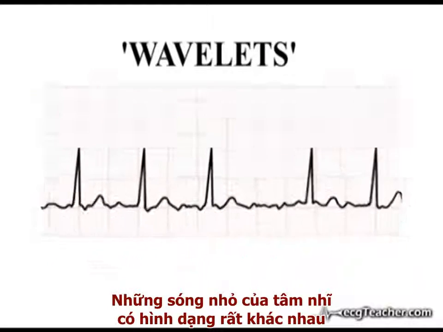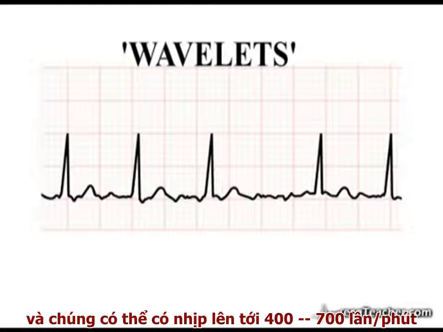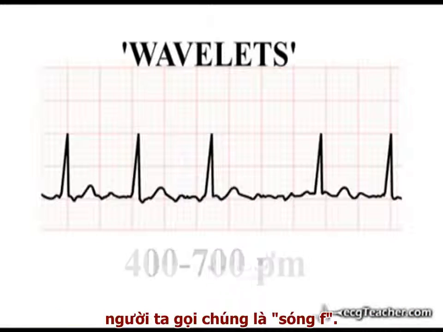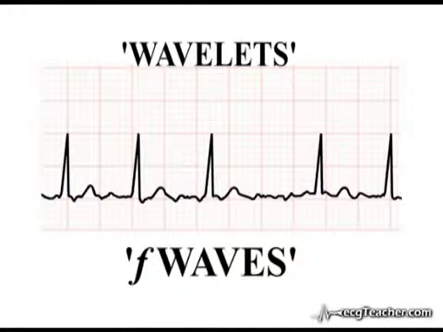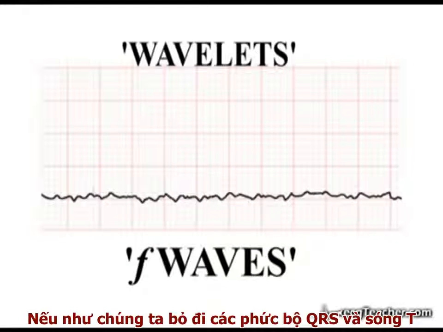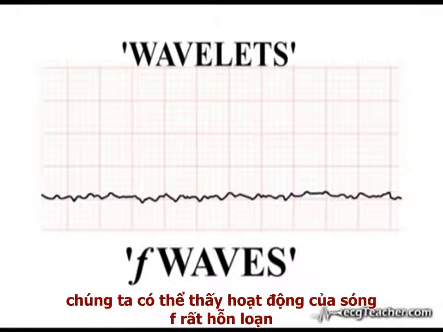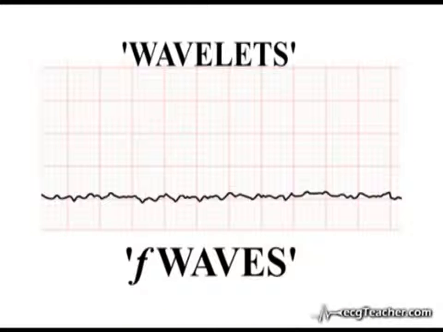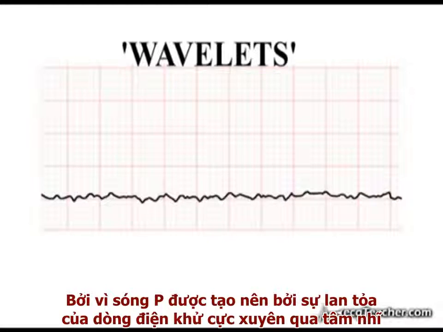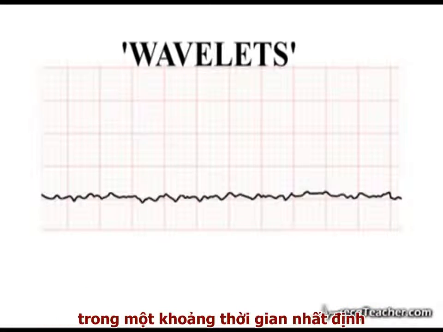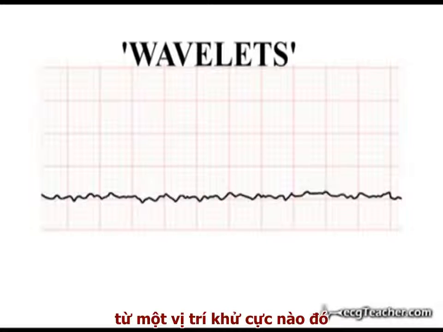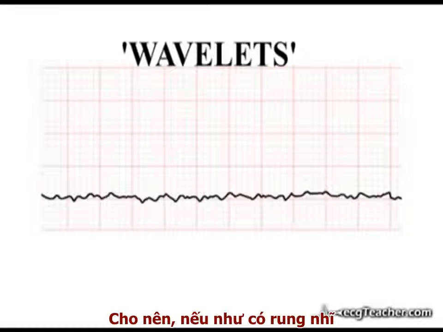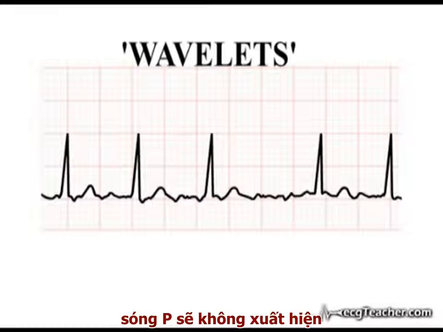Atrial wavelets produce deflections of variable morphology, and these deflections, occurring at a rate between 400 and 700 per minute, are termed F waves. If we remove the QRS complexes and T waves, we can see that F wave activity results in a continuous chaotic disturbance of the isoelectric line. As P waves are generated by the coordinated spread of depolarization over the atria in a defined period of time from a discrete depolarizing focus, in the presence of atrial fibrillation, P waves are absent.